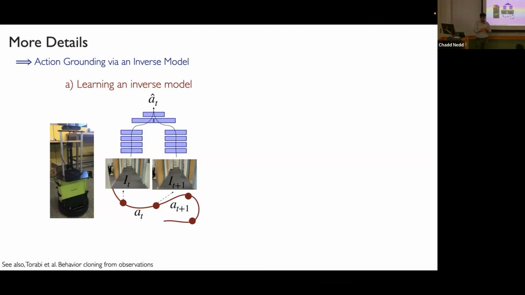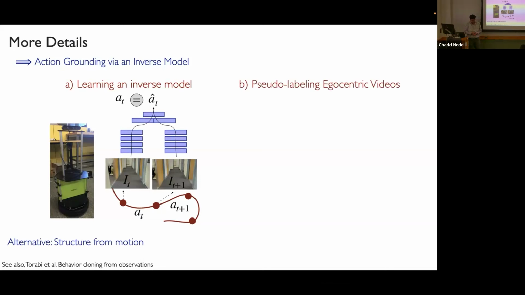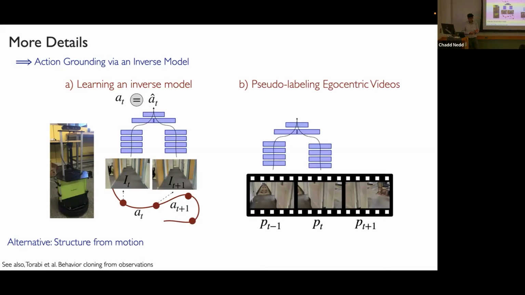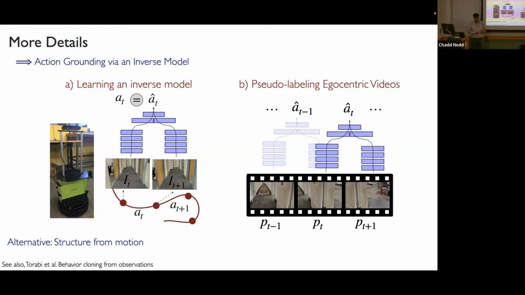You can train this, and for navigation, that's not the only way of doing this. You could also do structure from motion, and that could also be better. Once you have this inverse model, you can run it on the video that you have, and you can label this video with the actions. And now we are in business, we can start doing policy learning.